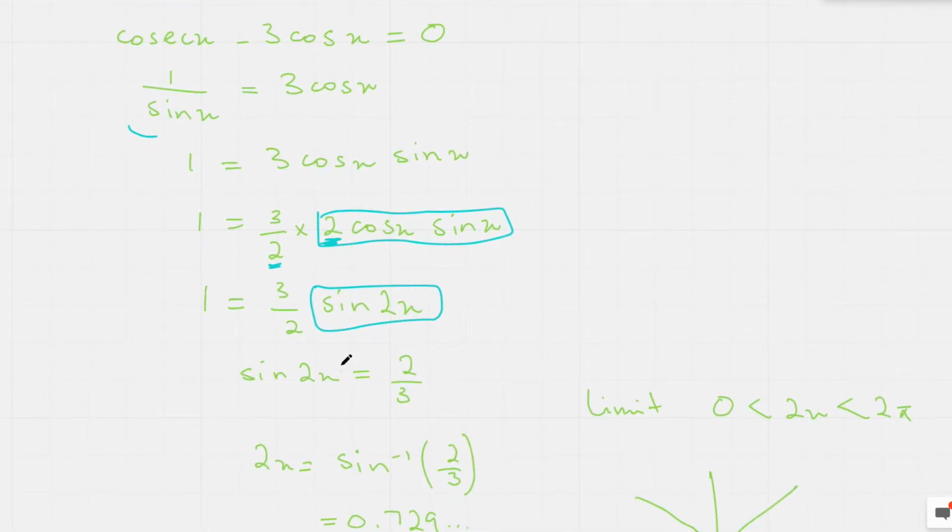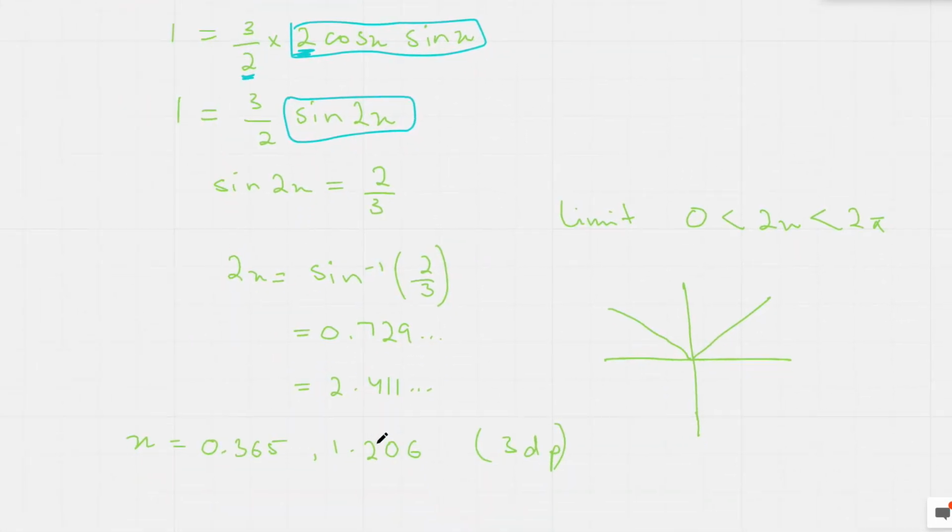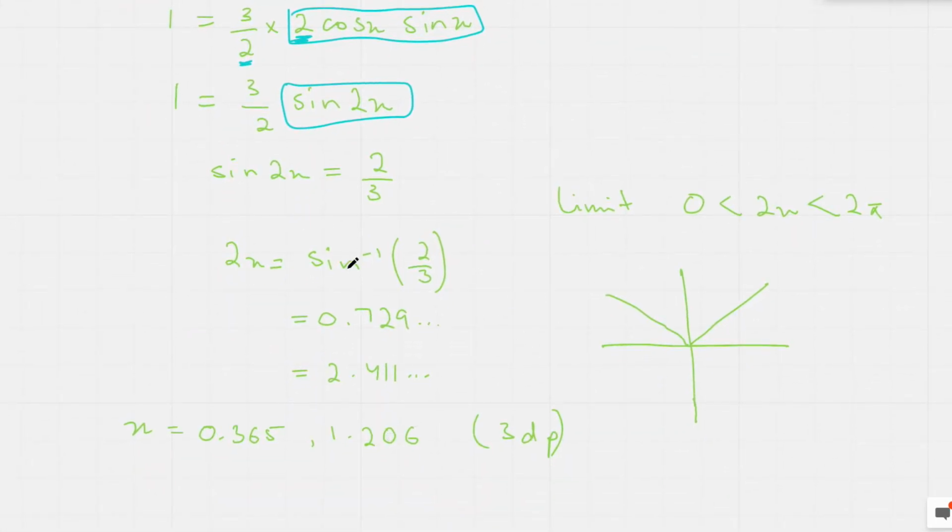Now I divided both sides by 3 over 2. So I have sine 2x equals 2/3. And then we're going to use the quadrant rule to find x. Basically, we draw a quadrant diagram. So we have A, S, T, C. So all the functions are positive here, and only the sine function is positive here. And here, as we see, sine 2x equals 2/3. So this is a positive term.